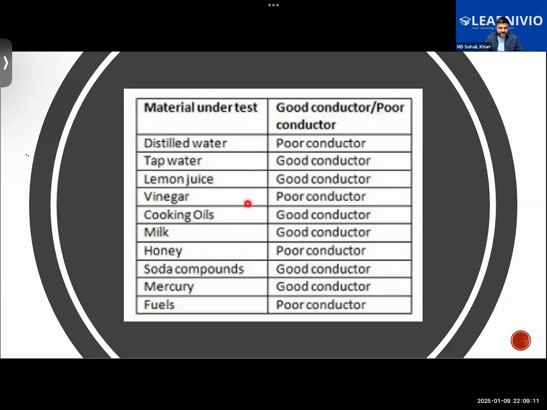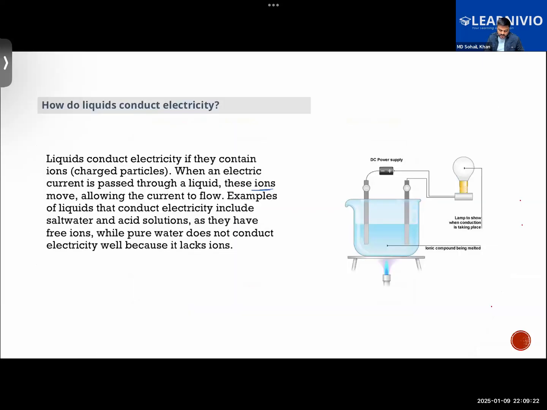So cooking oil is a bad conductor, milk is a good conductor, honey is a bad conductor, although it has lots of impurities in it. Getting it? Then the different soda compounds or the mercury, they are good conductors. Hope it should be clear so far.